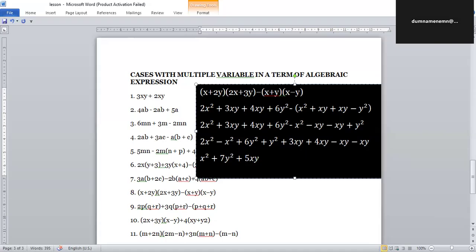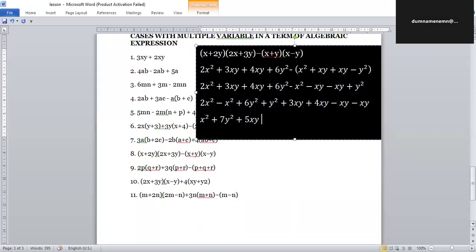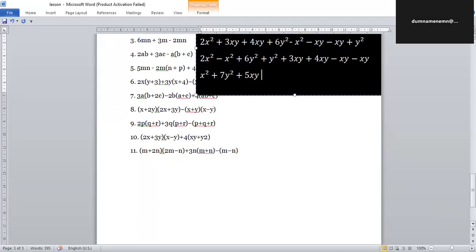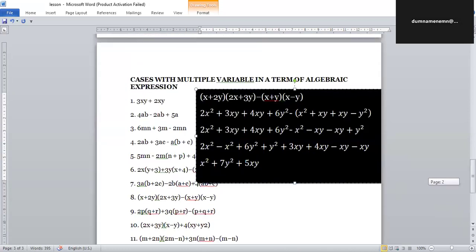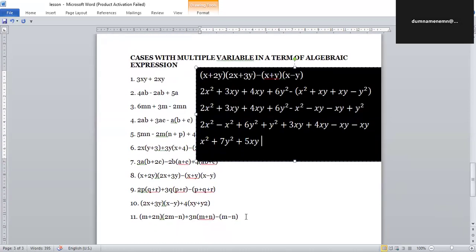All right, let's do the last question under this topic. The last question, let's do question 11. Okay, I think that is all for this topic. So let's do question 11.